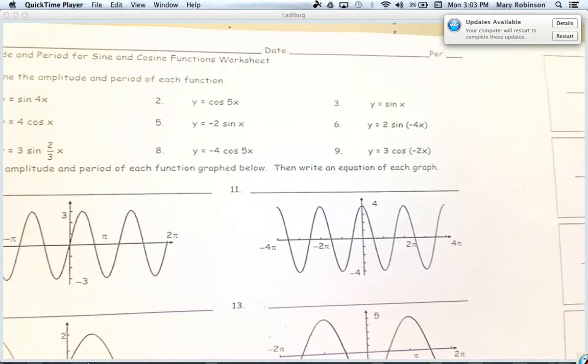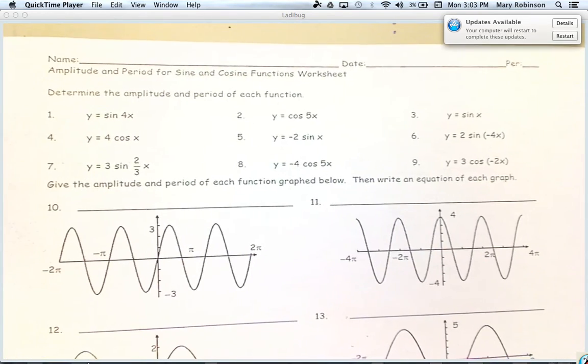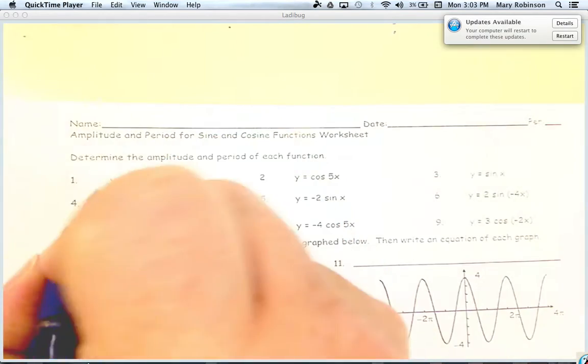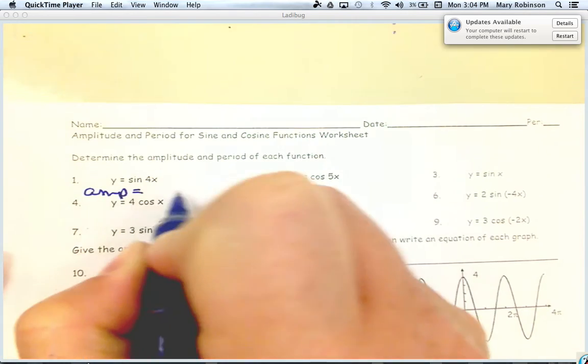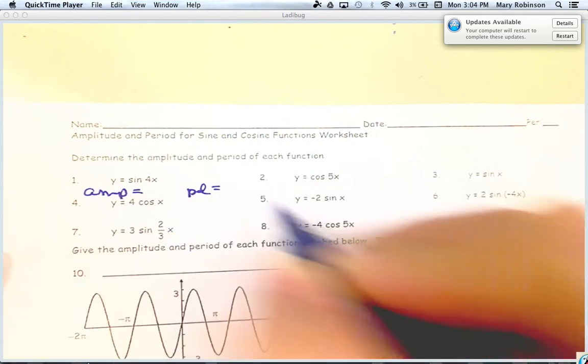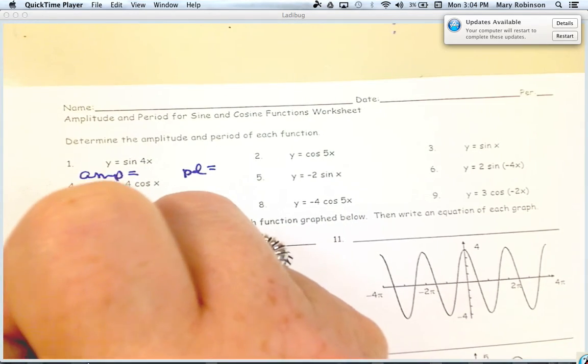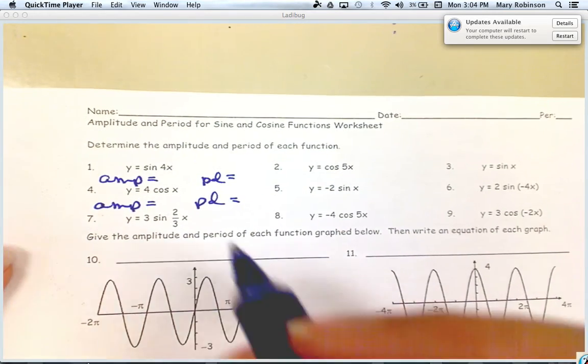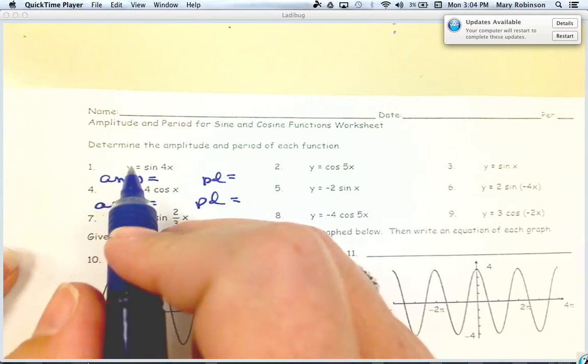All right, so in terms of homework, what you're going to have to do is to first identify the amplitude and period of every function. So I'm going to want you to do amplitude for each one and period for each one for every single problem. Amplitude equals, period equals, and I'll just do a couple of them with you. Remember, your amplitude is your A value. It's the letter in front.